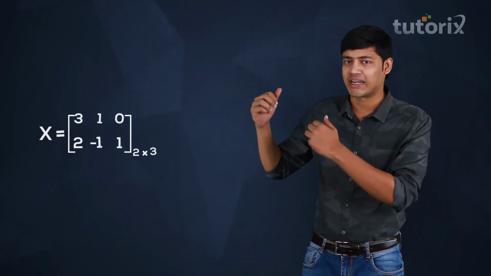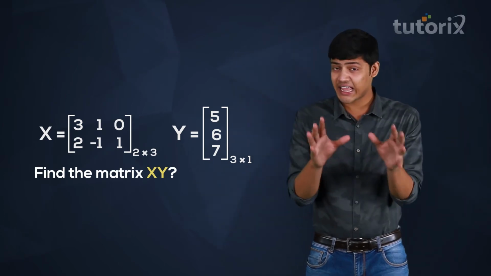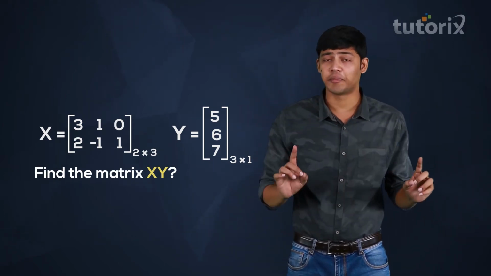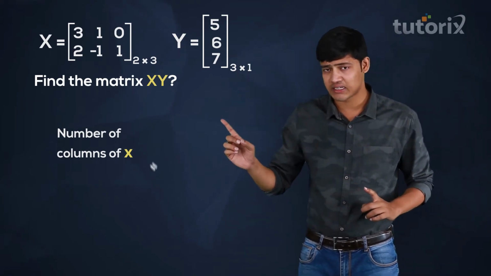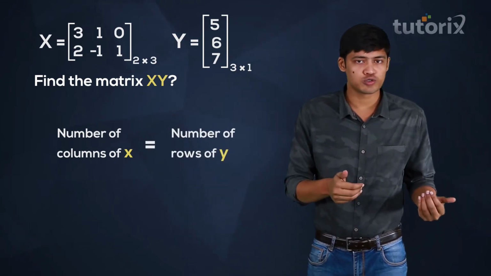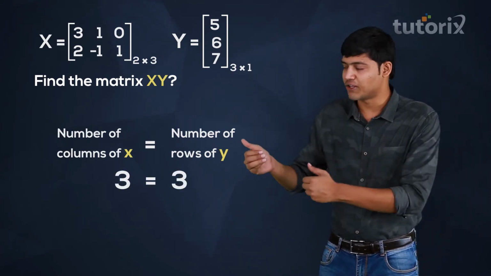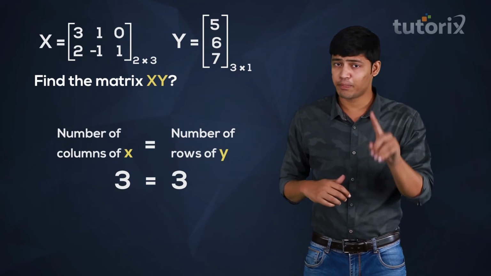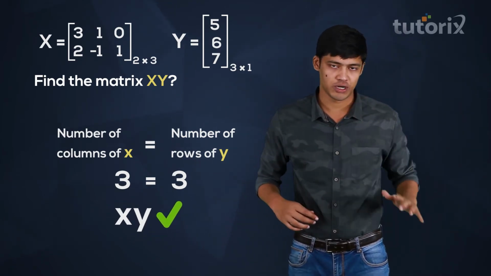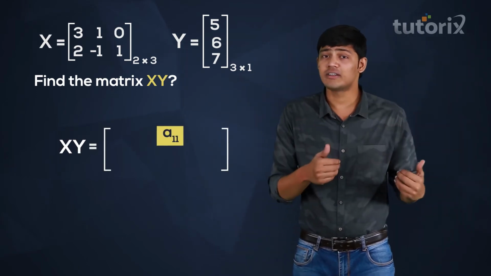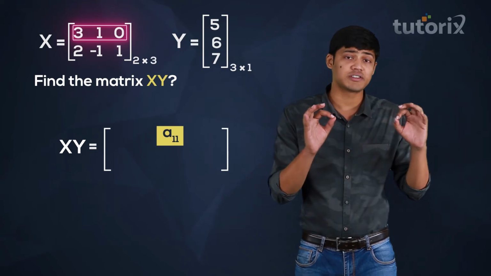So here are the matrices X and Y and we have to multiply them. Again, the most important step is to check the number of columns of the matrix X and the number of rows of the matrix Y. We can clearly see that both of them are equal to 3, which implies that this product of X and Y is possible.